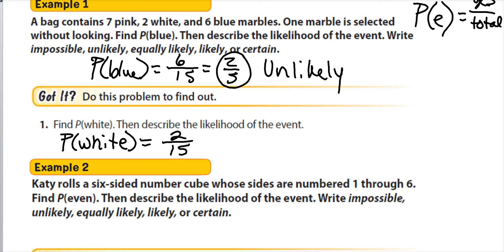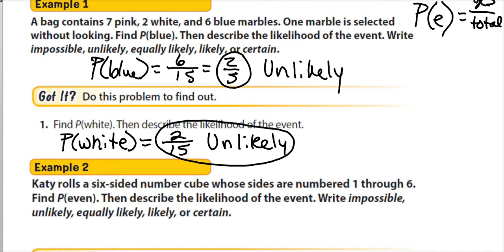And for this one, since it's 2/15, that means it's very less than half, but not 0, so it's still unlikely to occur. And there we go.